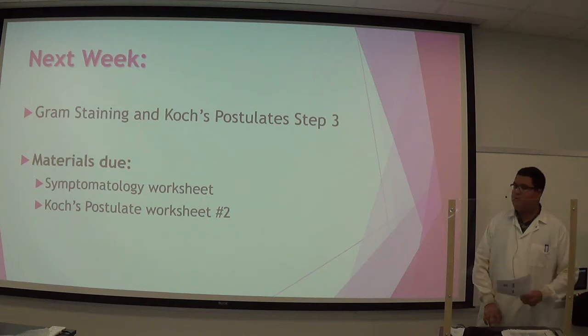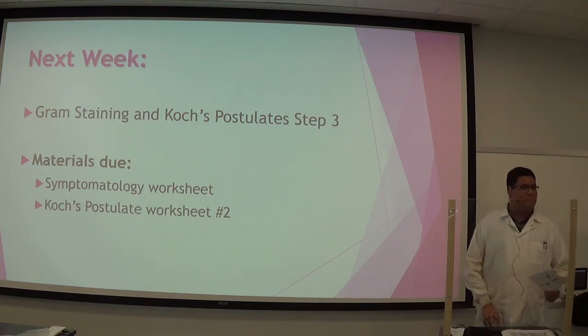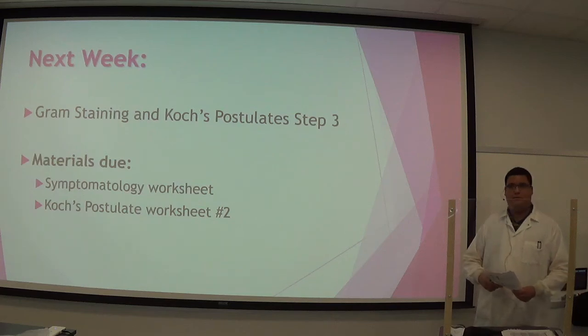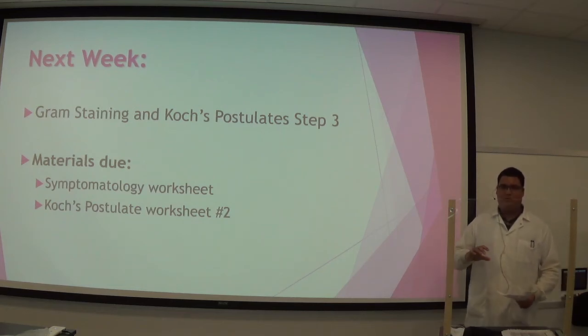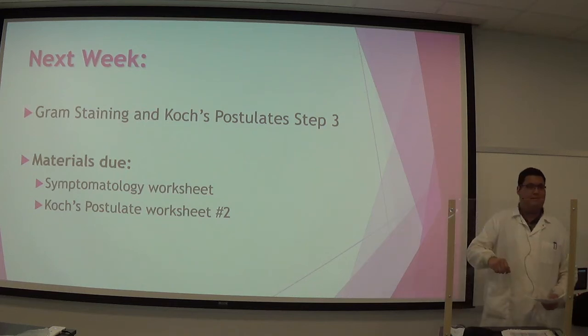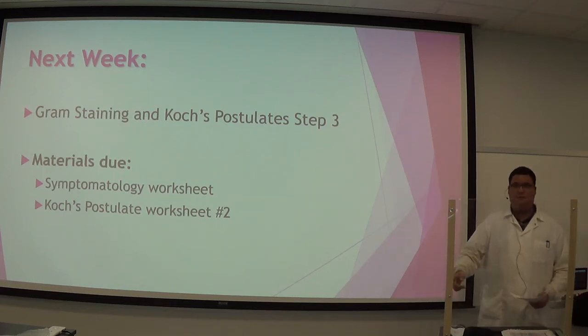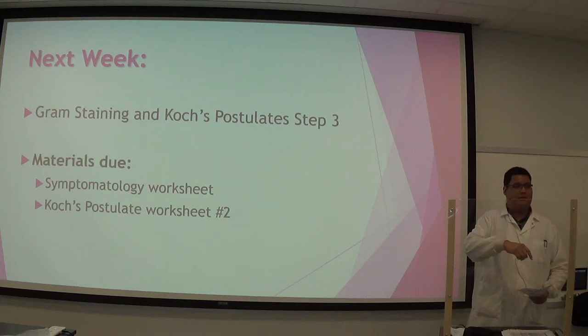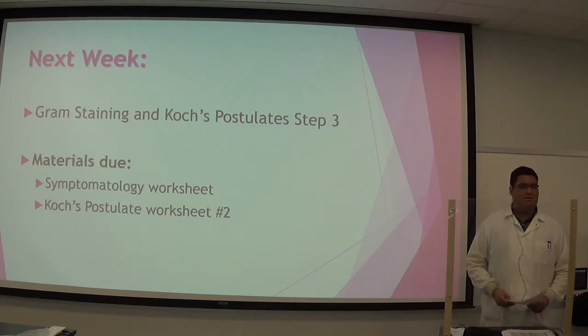And then for next week, we're going to be doing step 3 of Koch's postulates. What is step 3 of Koch's postulates? Right, re-inoculating. So today we're trying to get pure cultures so that next week we can start inoculating those pure cultures onto plants so that we can look at step 4, which is to see if we can get the same symptoms as what we saw in week 1.